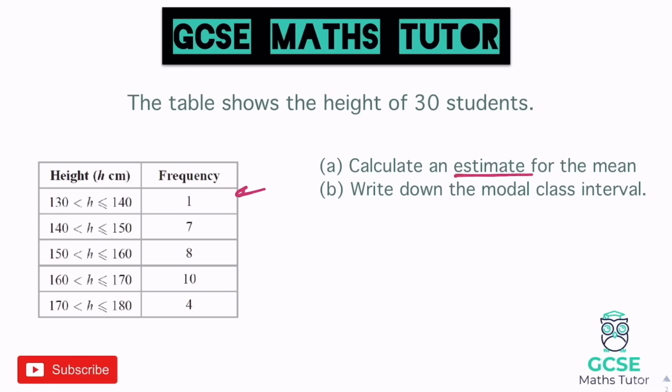So what we do is we pick the midpoint. So in between 130 and 140 is 135, and we're just going to use that as an estimate for the height of that person. And we'll do the same for all the others, 145, 155, 165 and 175. And we'll just treat this in exactly the same way as we did before. So one person at 135, 7 people at 145, and we're just going to times across for all of these again. So one lot of 135 is 135, 7 lots of 145 is 1015.